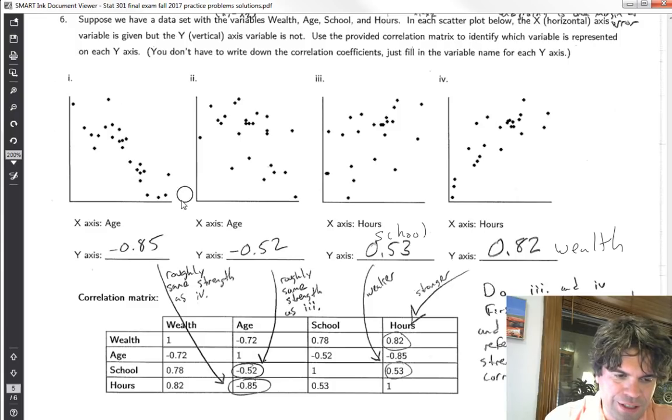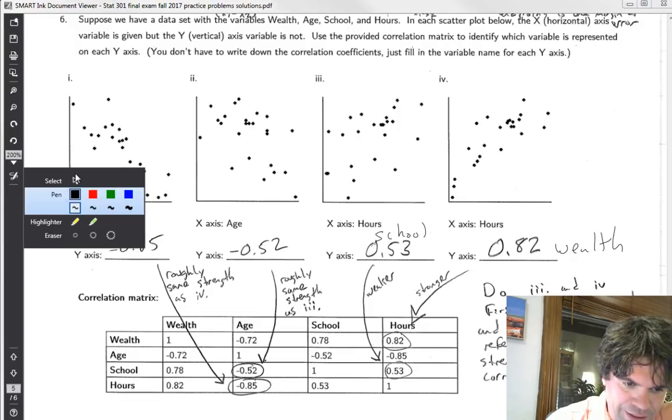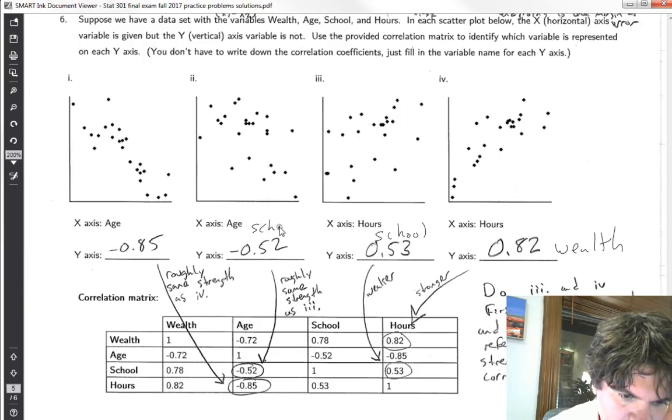This correlation looks like it's about the same strength as this correlation. If this one's positive 0.82, that one's got to be negative 0.85. And so negative 0.72 is actually the odd one out here. So I'll go back in and say the names of these things. So we have age versus school, and then over here I've got age versus hours.